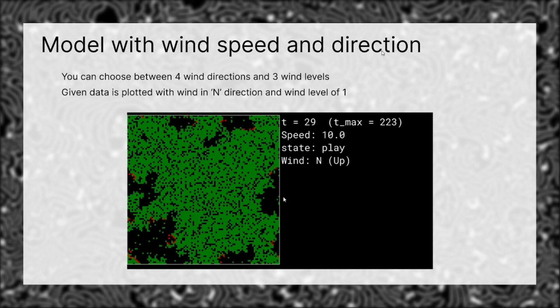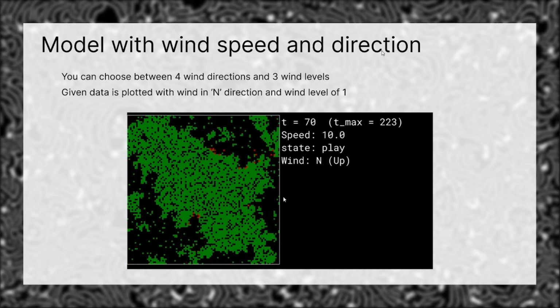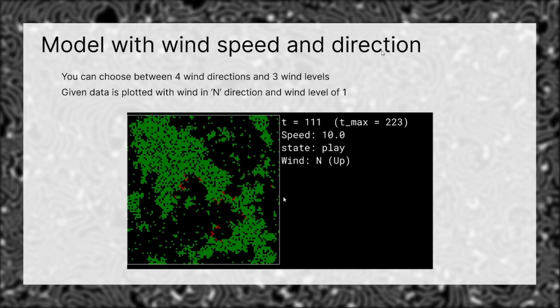This is the model with the wind direction implemented. In this simulation, the wind level is 1. We can see that the fire is spreading in the upward direction more compared to the other directions.